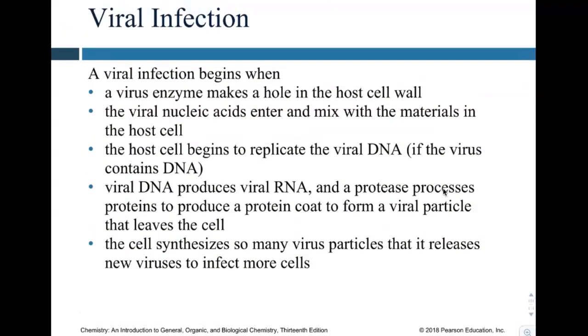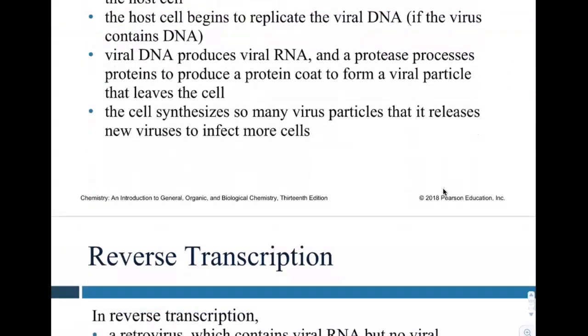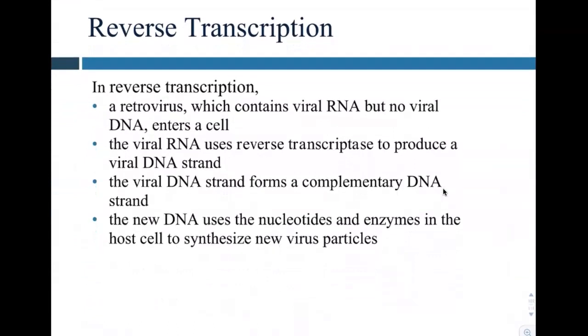And this takes you through all the process of what a virus is doing. So a retrovirus, if you've ever heard that, contains viral RNA but no DNA. And so what happens if the virus contains RNA but no DNA? It uses reverse transcriptase to produce a viral DNA strand. So, I don't have any DNA, so it uses its viral RNA to actually produce a DNA strand.